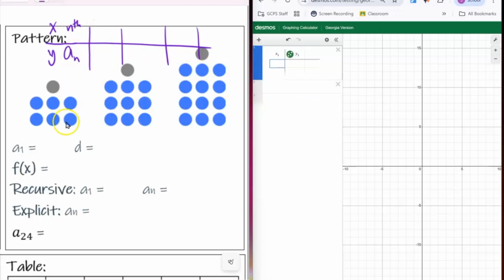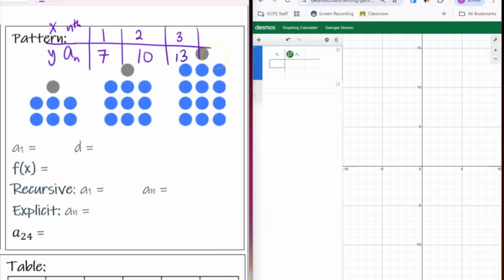So what we're going to do is, this is my first picture, so I'm going to label it 1. So my n is equal to 1. This is my second picture, I'm going to label it 2. This is my third picture, I'm going to label it 3. And please do the same thing for yours. Now, for the a sub n, how many dots do I see in my first picture? I see 2, 4, 6, 7. I see 7 dots. In my second picture, I see 2, 4, 6, 8, 10. In my third picture, I see 2, 4, 6, 8, 10, 12, 13.